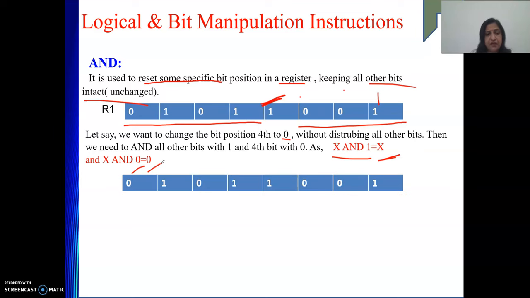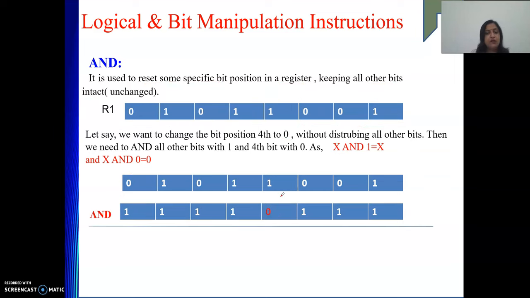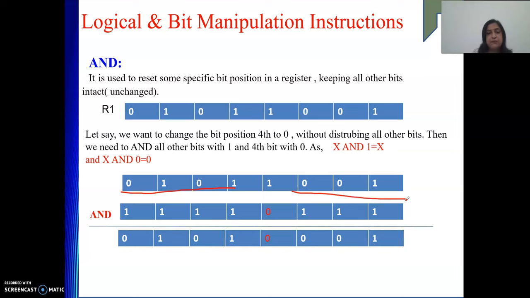So let's see how it is happening. These are my original bit values that I am ANDing with 1, fourth position as 0 and all other positions as 1, 1. What will be the result? This particular row only. See, in this particular row only this position will be changed to 0, because that is what is asked, right? So this we have seen.